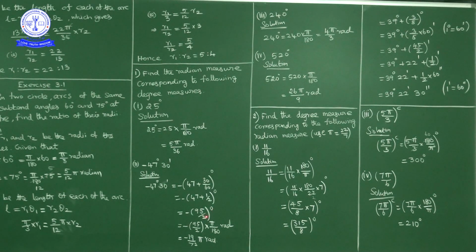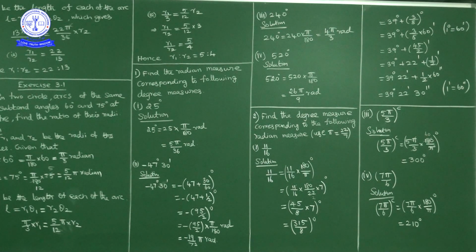Now degrees to radians: simply multiply with pi upon 180 radian. So minus 95 by 2 into pi upon 180 radian. Cancel 5 in numerator and denominator, and what we get is minus 19 pi upon 72 radians.